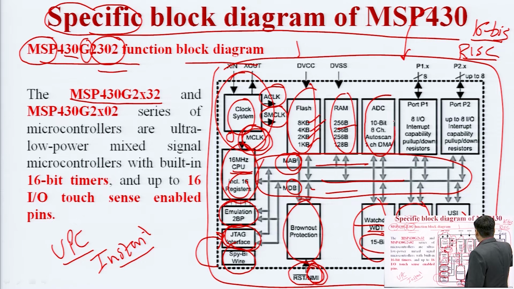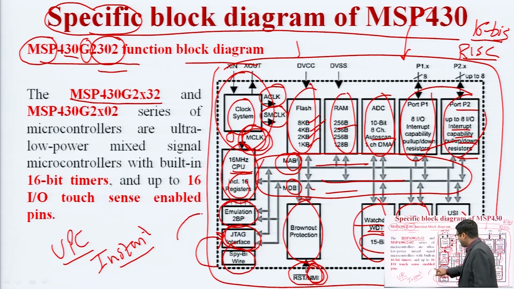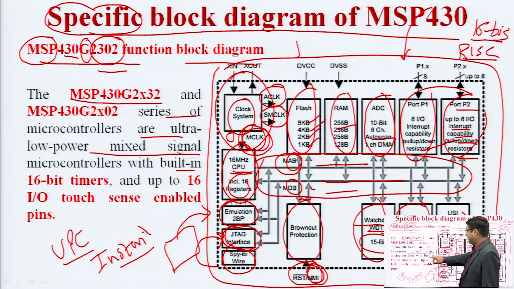There is an analog to digital converter. It has a 10-bit 8-channel auto scan mode, 1 channel in the DMA mode. It has 2 ports, port 1 and port 2. Port 1 is available as 8 input output with interrupt capability and pull up down registers, and port 2 is available as 8 input output with interrupt capability and pull up down registers. So all the components are integrated on the same microcontroller chip. These are some functions of the specific microcontroller, the MSP 430 G2230, which is a series of ultra low power mixed signal microcontrollers with built-in 16-bit timers, and up to 16 input output touch sense enabled pins.